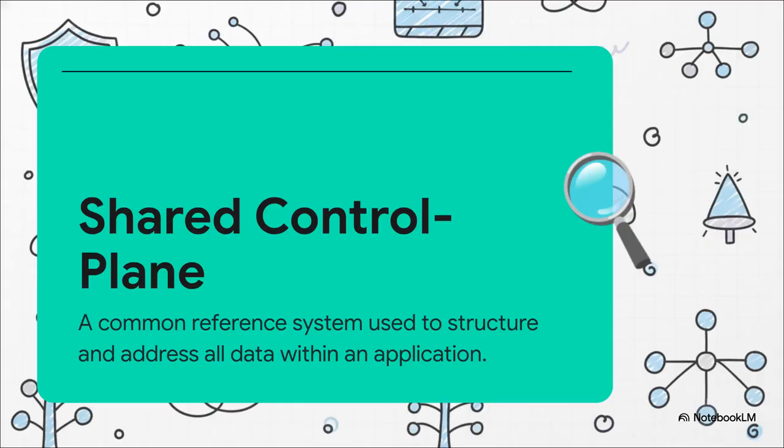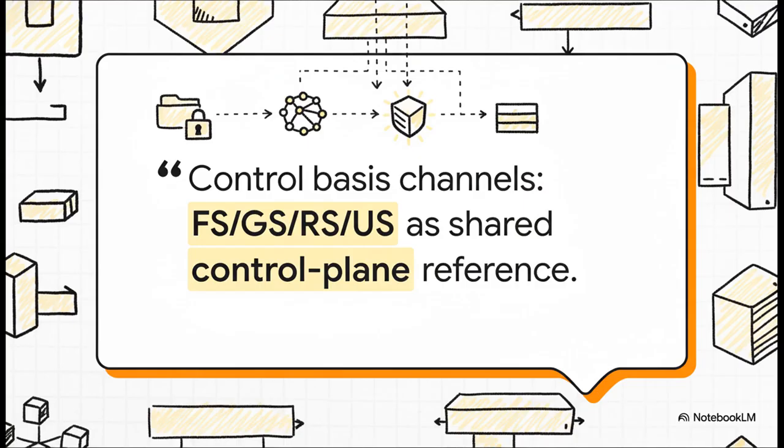So this standardized structure is called a shared control plane. Probably the best way to think of it is like a universal blueprint for information. It's a set of really strict grammar rules for how data gets put together, making sure every little piece of info has a clear, unmistakable address. And how it does this is surprisingly simple and kind of brilliant. It doesn't use some fancy new technology.